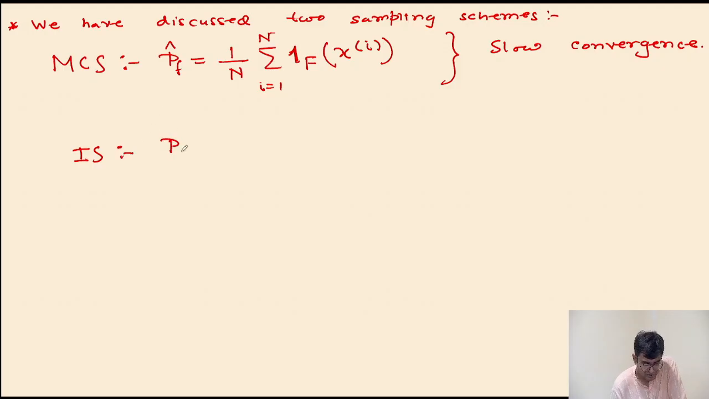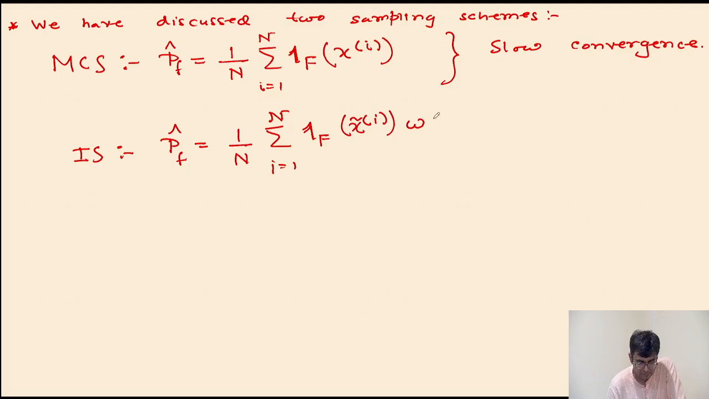What is the other sampling method we have discussed? Importance sampling. In importance sampling, we saw the summation, i equal to 1 to n, indicator function of x tilde i multiplied by W of x tilde i. Any idea why I am writing x tilde instead of x? What is x sampled from? In the first case, from the PDF f_X. Now x in IS is not sampled from the same distribution. Because I am not writing the distribution here, to differentiate between them I am using that tilde sign.